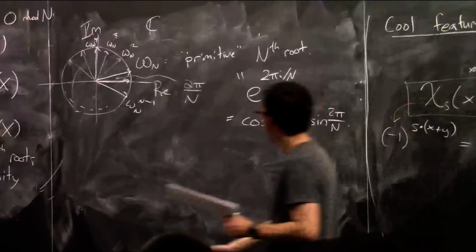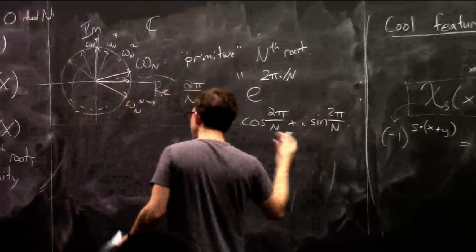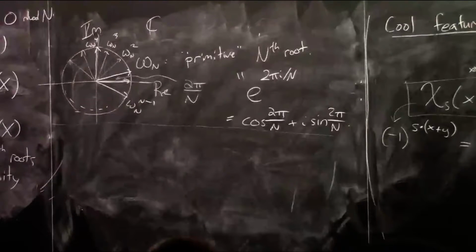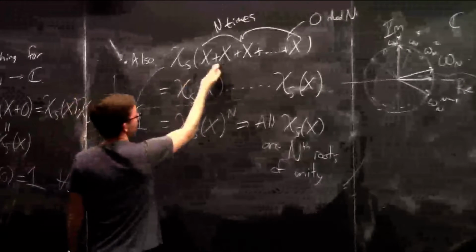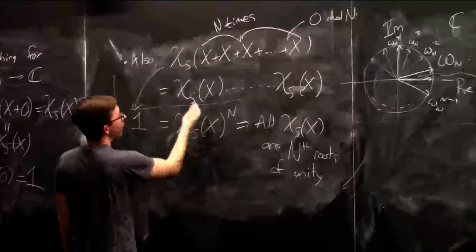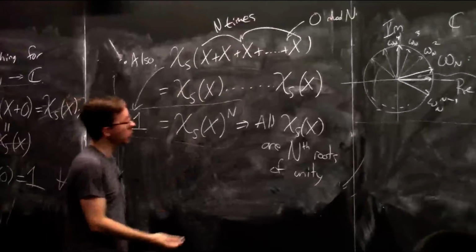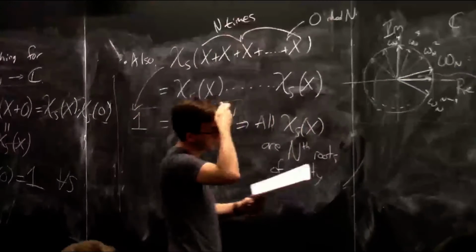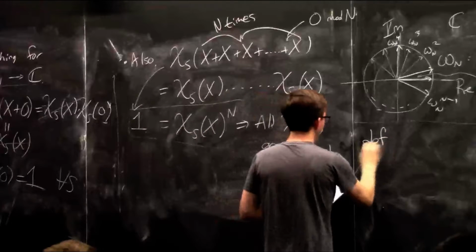Good. All right, let me just make a long story short. Now that we know these things have to be powers of roots of unity, you can use this fact to see that chi s of 2 times x has to be the square of chi s of x, and chi s of 3 times x has to be the cube of chi s of x. Long story short, you have one character for each of these roots of unity. So let me just redefine them now.